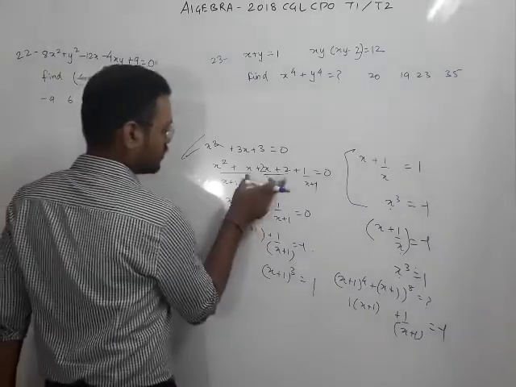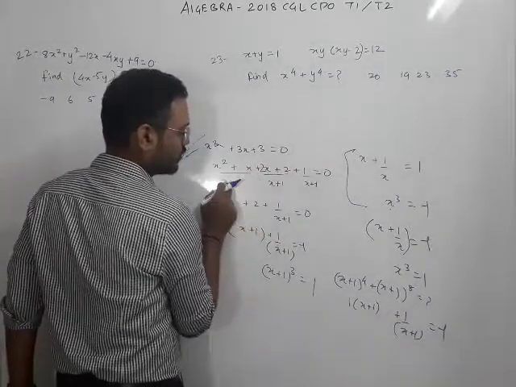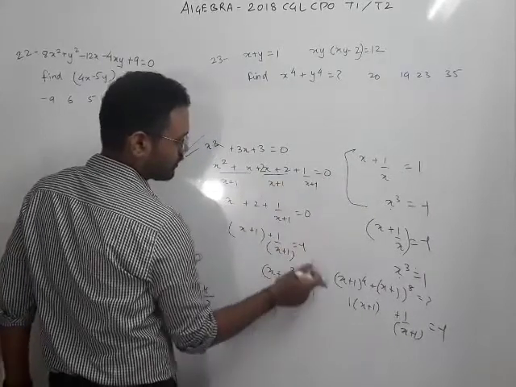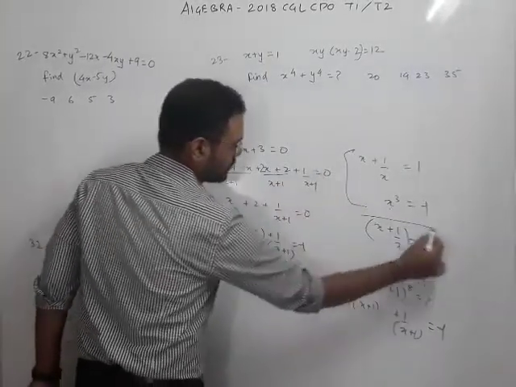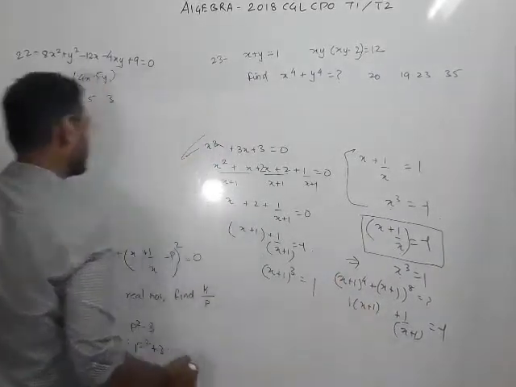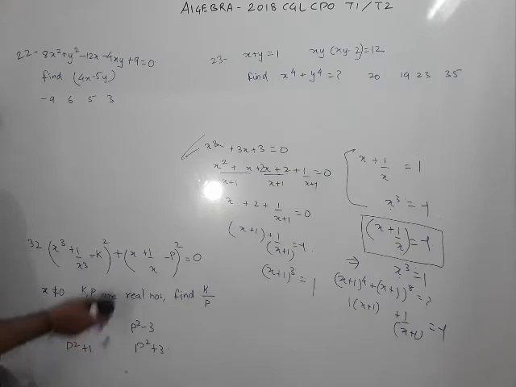Just understand this: we made a mistake while dividing. We don't have to divide it by x, we have to divide it by x plus 1. The 1 gets split, it will become minus 1. And remember, x plus 1 is minus 1 also implies x cube is equal to 1. Okay, moving further.